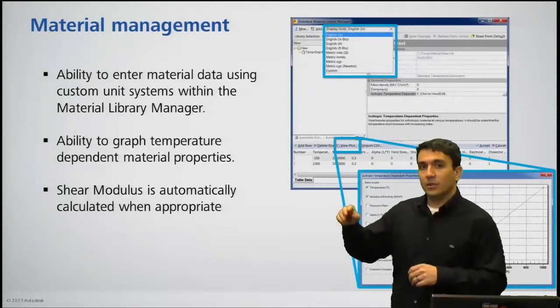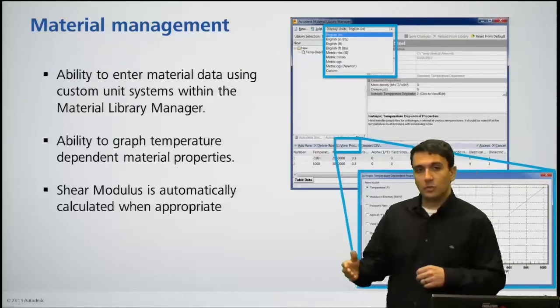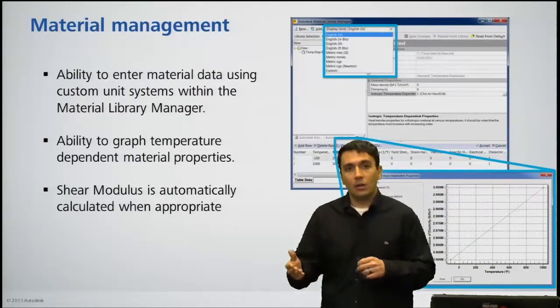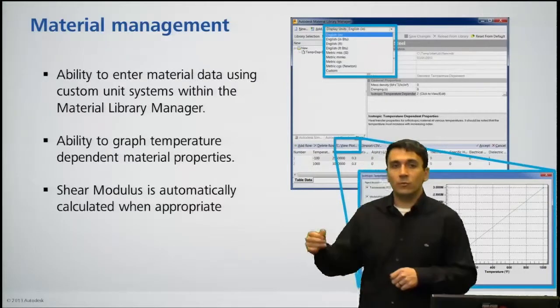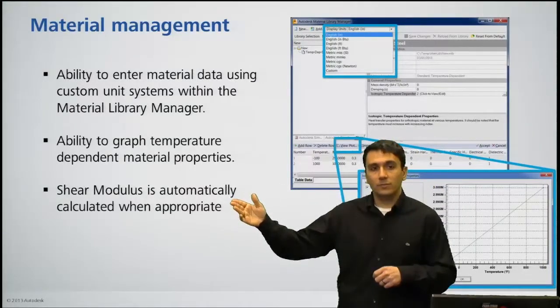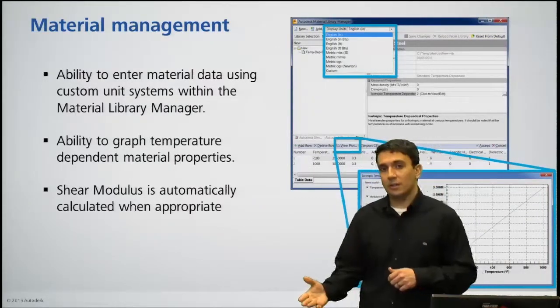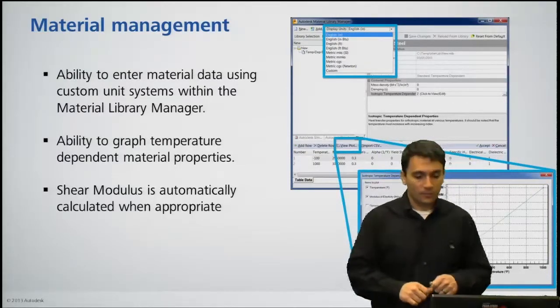But in the previous releases, we allowed you to enter all three pieces of information, which sometimes, if you made a math error, for example, there could be redundancy in the material information and you could end up with errors or warning messages. In the 2014 release, we've eliminated the shear modulus from the list of items you can enter, and it's always automatically calculated based on Poisson's ratio and modulus of elasticity.